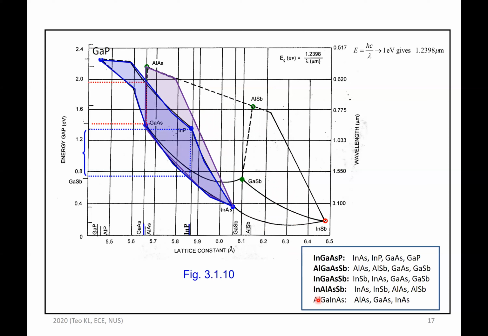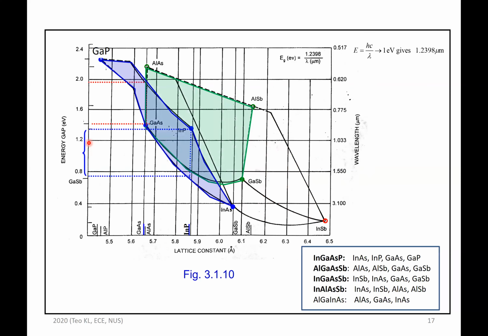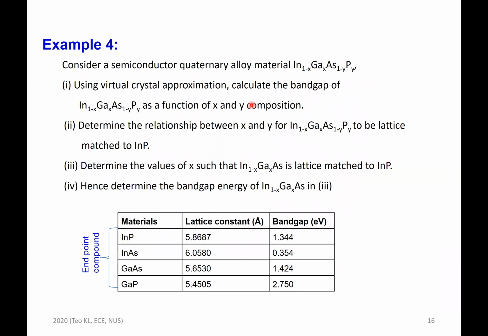Next, the last one is aluminum gallium indium arsenide. That is your bounded region again for aluminum gallium indium arsenide. So let us discuss the question: what is the band gap of the indium gallium arsenide phosphide as a function of X and Y composition? Determine the relationship between X and Y if it is to be lattice matched to indium phosphide. Determine the value of X such that indium gallium arsenide is lattice matched to indium phosphide. Determine the band gap of indium gallium arsenide.